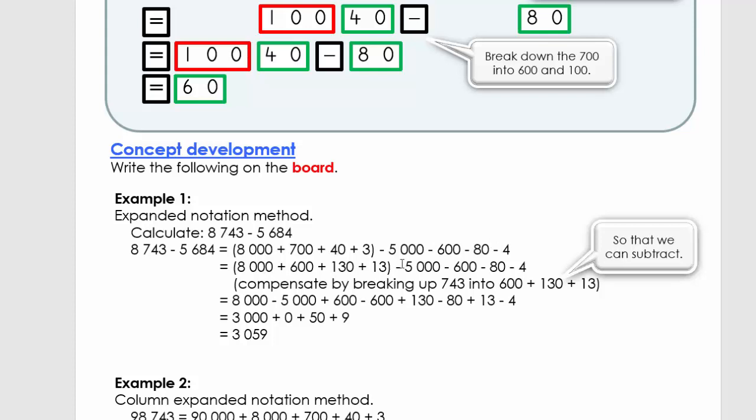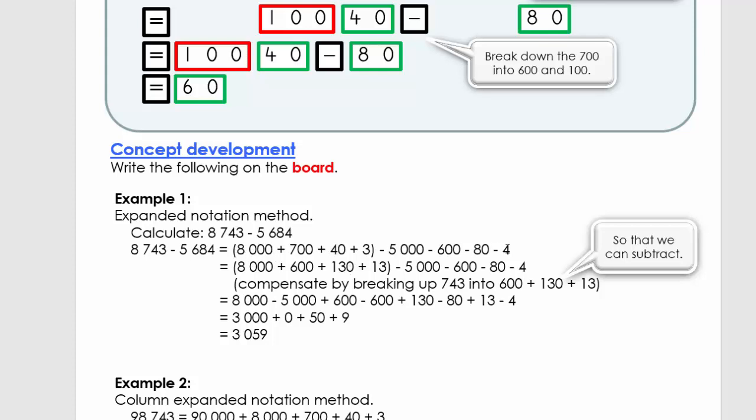So I can say 8,000 minus 5,000, 600 minus 600, but then we come here with the 40 minus 80. So what do I need to do? I need to go and borrow a 100 from the 700 and place it here. So now what we have is 130. But why 130? Because here when we tried to do 3 minus 4, I had to go and borrow a 10 to make this a 13. And that's why we have 130 there.